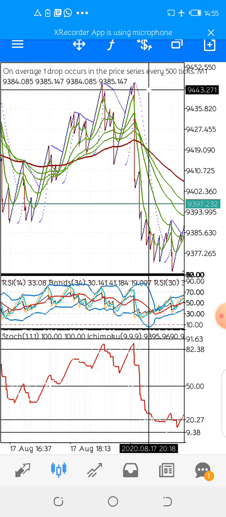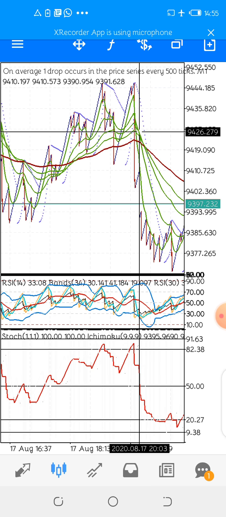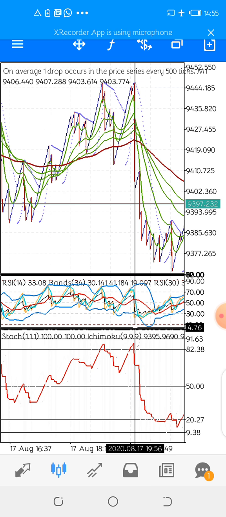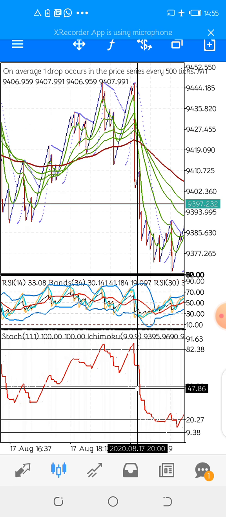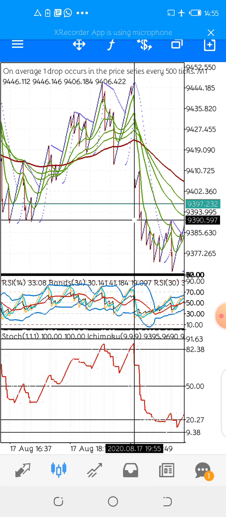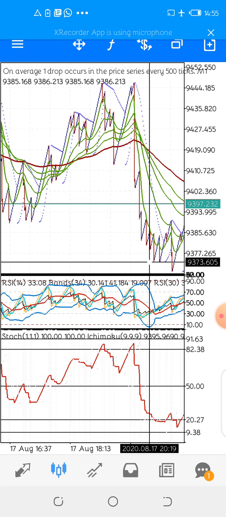Why? Because the one big spike that came, we crossed our 300. And I told you, if on our Ichimoku we cross our 300 before level 50, then we are going down for long.